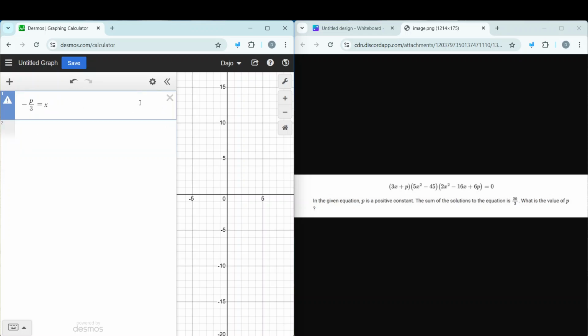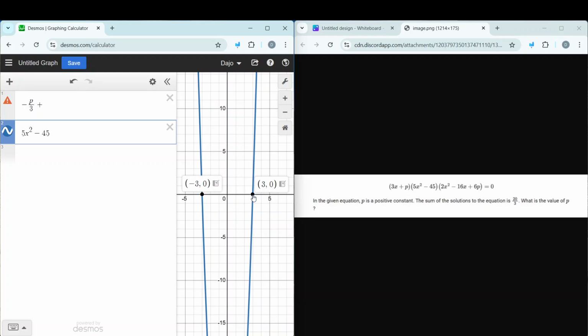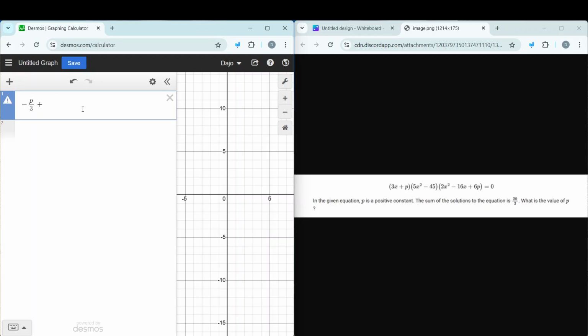So that is one of the solutions, but we don't know the value of p yet. But we don't need to, because we're already given the sum of solutions, which is 20 over 3. This factor has one solution, and this is a quadratic, which has two solutions. We could do what we did before and just graph it: negative 3 and 3. That adds up to 0, so we already know they cancel out, but for conceptual sake, I'll just add it here.